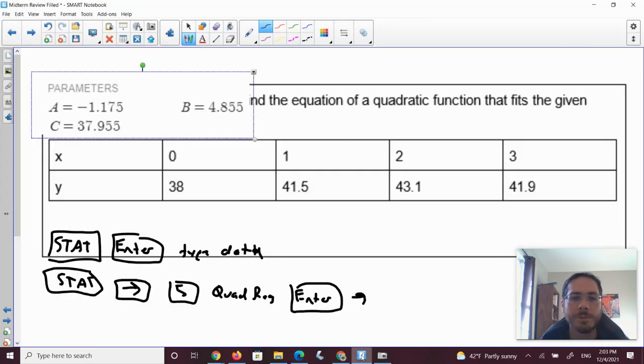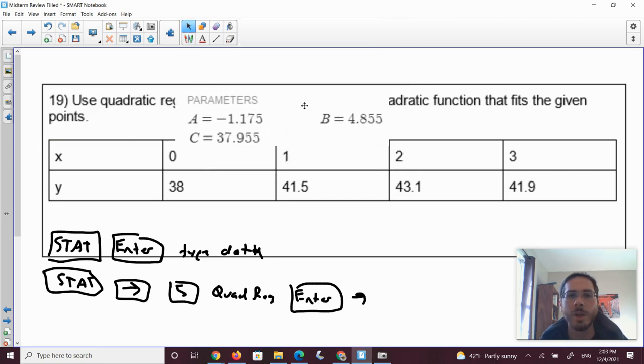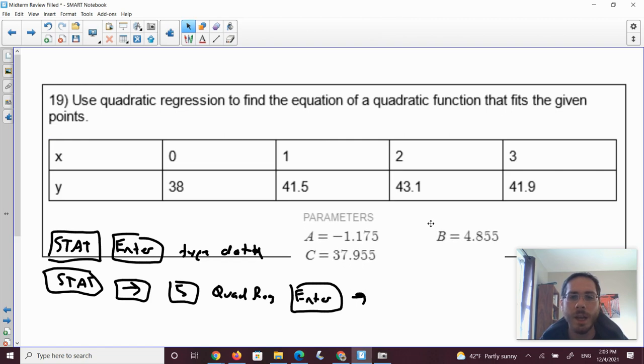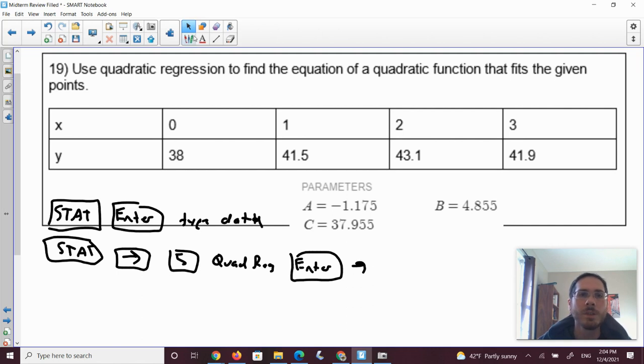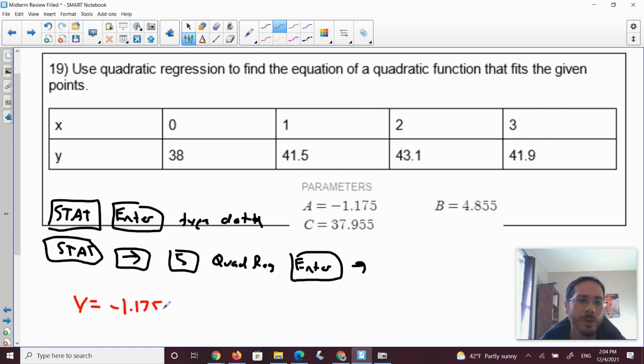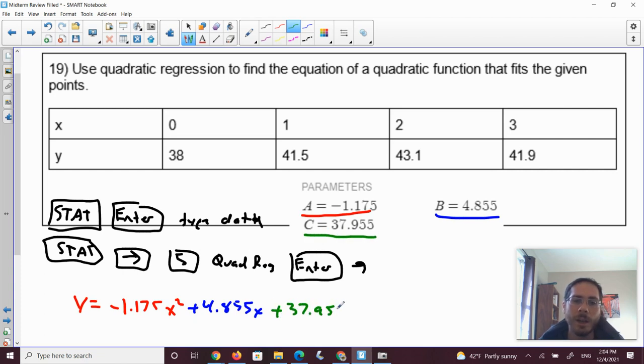All right, so we're kind of done, but we do have to write it in an equation. It does say find an equation, so if you just write these numbers, it's not right because you didn't find an equation. So the equation then is going to be y equals, and this is going to be for the x squared, so negative 1.175 x squared. So this is the a goes with x squared, the b goes with the x, 4.855x. And then the c is just the number, it's the constant at the end, 37.955.